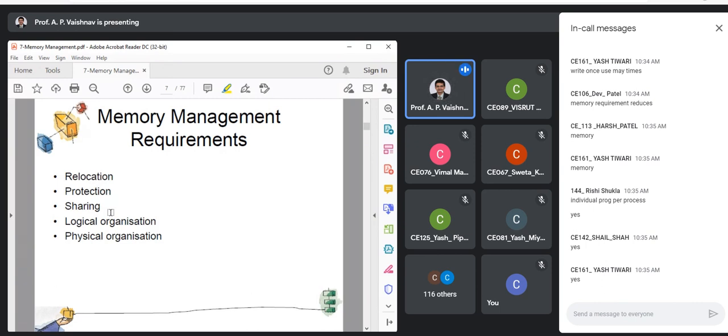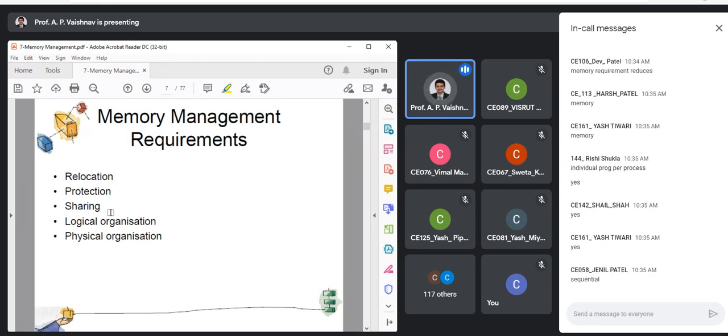Next comes logical organization, pointing to the same example. Nowadays we write object-oriented programs. They are modular in nature. But how is the actual memory designed? Is it designed in a modular manner or is it sequential? It is sequential. So there comes a question.